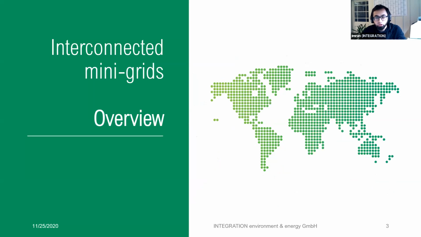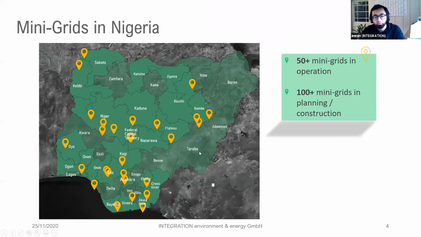I would like to talk to you today first a bit about an overview of interconnected mini-grids, how we deal with them. But before I do that, just taking on the cue from Paul, I want to give you a bit of motivation about the sector. So Integration has been working in Africa, predominantly in Nigeria. In addition, we are working in Zambia, in Ethiopia, Kenya as well. But today I would like to focus the attention more on Nigeria.